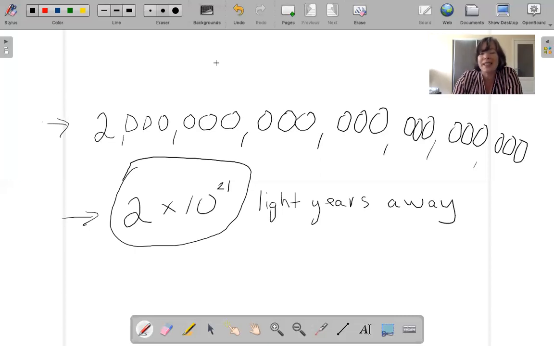Just one more tiny little thing. You can also do these. So these are for really, really, really big numbers. If I were to put a negative here, it's for really, really, really small numbers. And I'm gonna show you that in the next lesson.